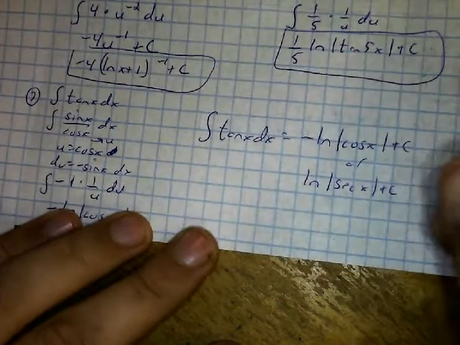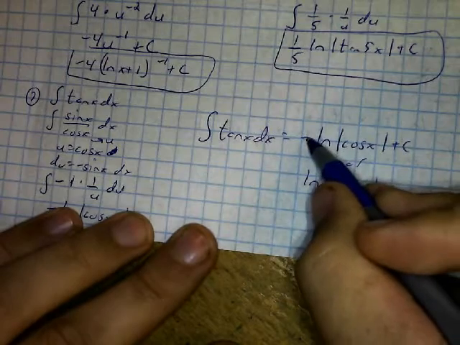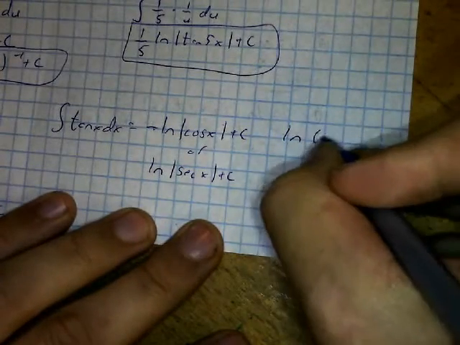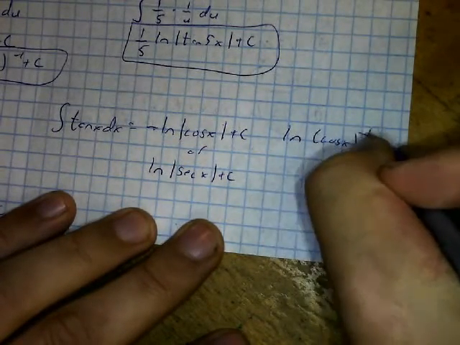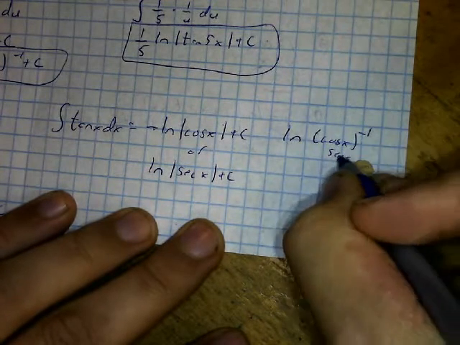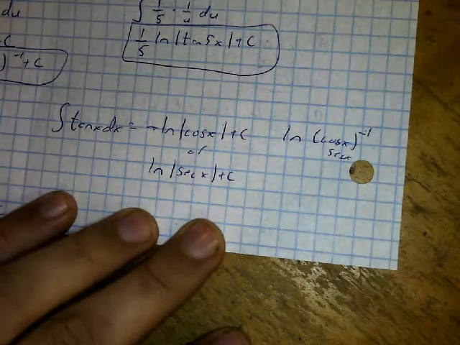And the reason why that exists is property of logs. If you bring this up as a negative exponent, you get natural log of cosine of x to negative 1, which is secant. Again, notice this is not the inverse, this is reciprocal.